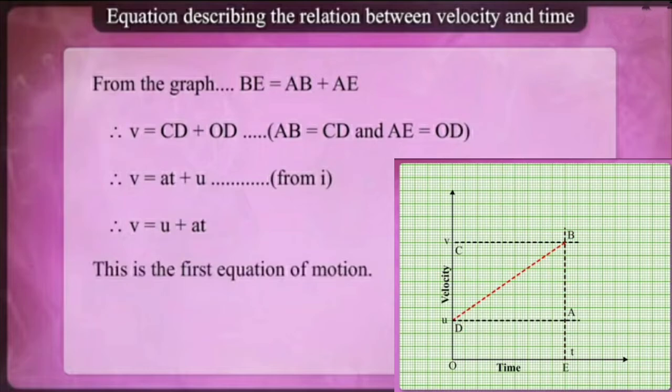Isn't it? Therefore, v is equal to CD plus OD. Now from where we got this CD? AB is equal to CD, right? And AE is equal to OD from the graph. So therefore, v is equal to at plus u. Therefore, rearranging the terms, we get the equation as v is equal to u plus at. So this is the first equation of motion.